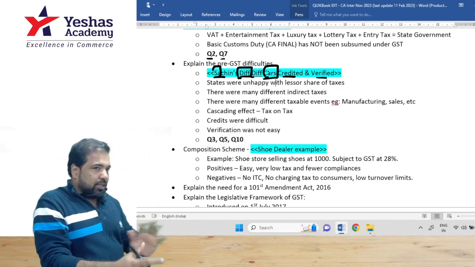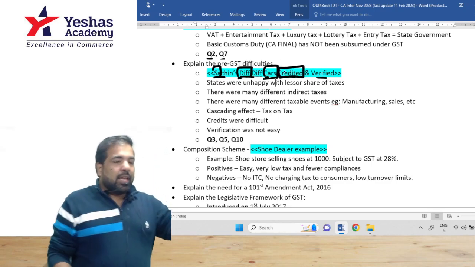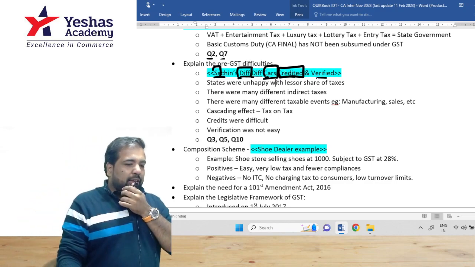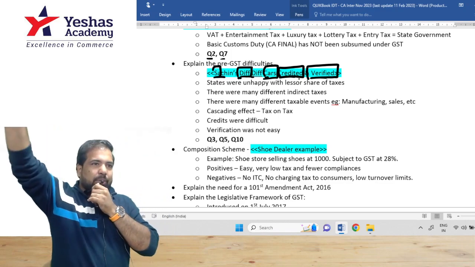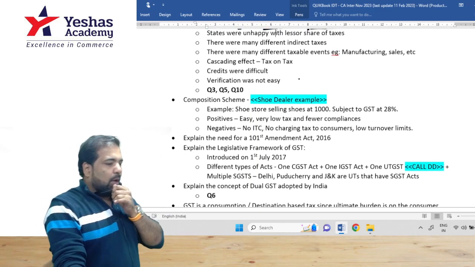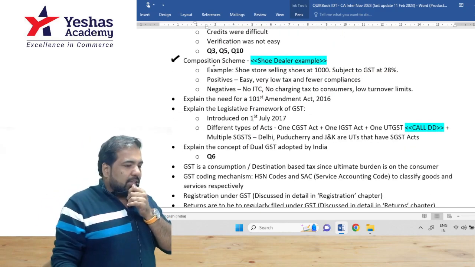Is there any GST on GST? No, thankfully, no, guys. Credits are very seamless. When I purchase something, do I get credits? Very easily, guys. And verification is very simple. You can go down and check outside on the board, where the GST number is written. Now, this composition scheme, there's a whole chapter dedicated to it, so we'll do it in that chapter.